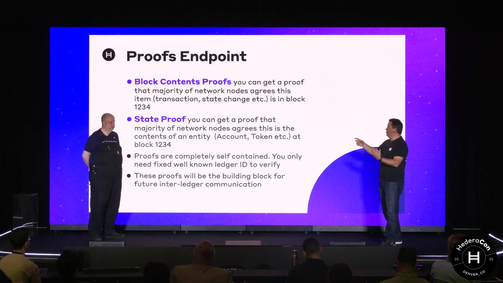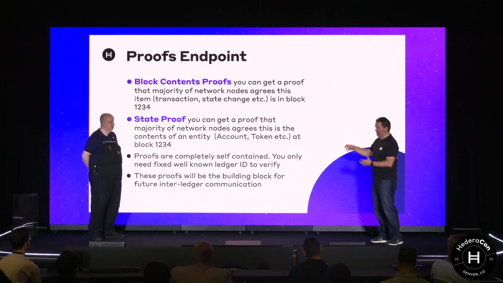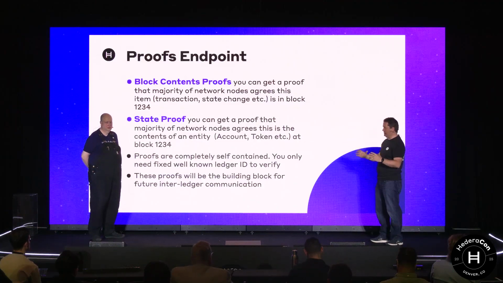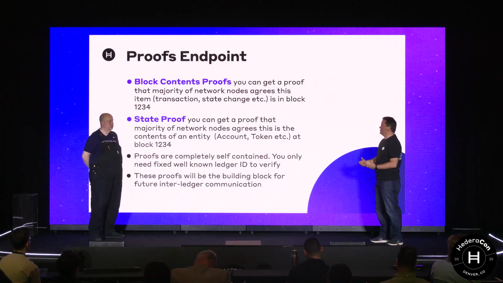Block content proofs allow you to prove that that message was in a block that was produced by the consensus nodes. So it's an interesting distinction. You can generate a proof that this is in that Merkle tree of state, or you can prove that this is part of the block stream, which is particularly useful.